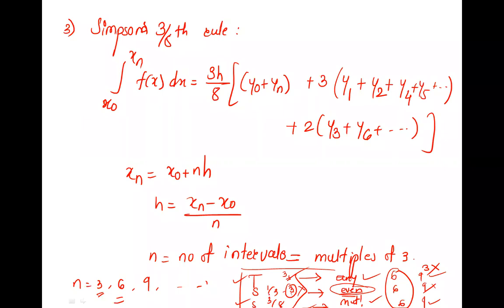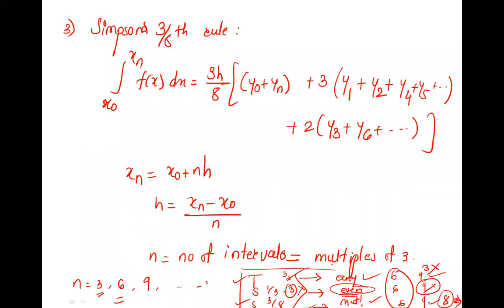They will ask you, can we solve if the number of intervals is 9? Can we solve by Simpson's 1/3? Please remember, no, because it is not even. If it is 8, can we solve by Simpson's 3/8? Can we solve by Simpson's 3/8 if n is 8? Come on. No, because it is not a multiple of 3. They will ask you such questions also. Please remember.